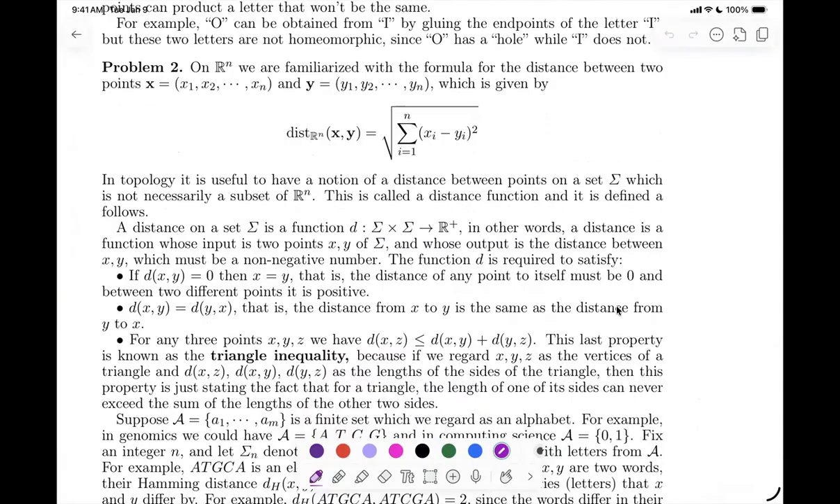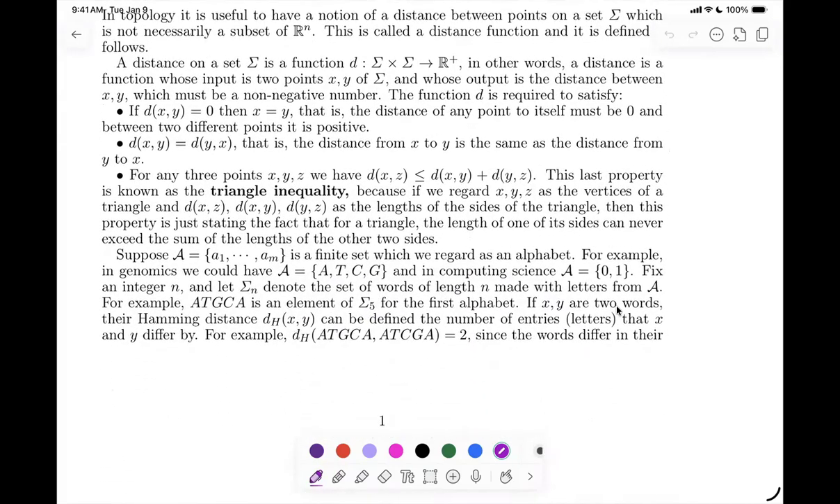But there's a very big generalization of what it means to have a distance, called a distance function. So we go through the definition of what it means to have a distance function. And I give you an example which is convenient when the set that you start with is a finite set. You could have a finite set which you can think of as an alphabet. Once you have an alphabet, you can make words with it, right? For example, in biology, for genetics, the alphabet could be the nucleotides.